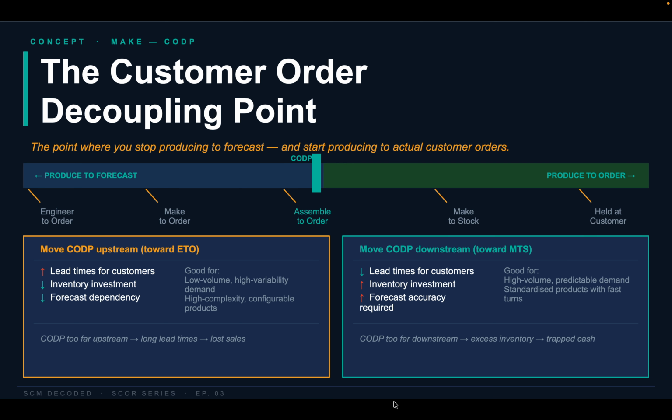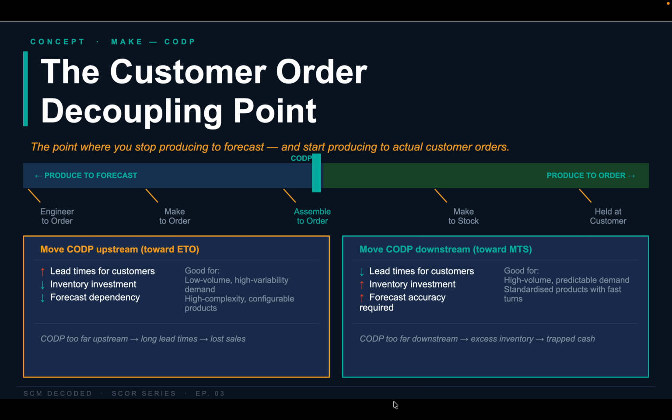Let's talk about the most important point in make, the customer order decoupling point, the CODP. This is the exact point in your production process where you stop making to forecast and start making to actual customer orders. See, if you put everything upstream of this point, you are speculating too much and making based on what you think will be ordered. If you put everything downstream, you are then responding, making because a real order exists.